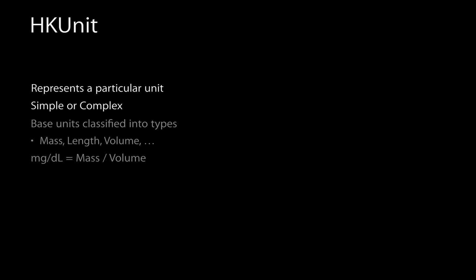Units are handled by HKUnit. An HKUnit represents a particular unit in the metric or imperial unit system. These can be simple, such as grams, or they can be complex, like milligrams per deciliter. Base units are classified into types. Types define which units are compatible with each other. For example, a mass unit's value can be converted to any other mass unit. Here you can see that milligrams per deciliter is an example of a mass per volume unit.